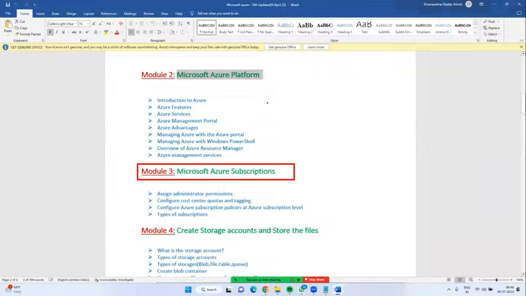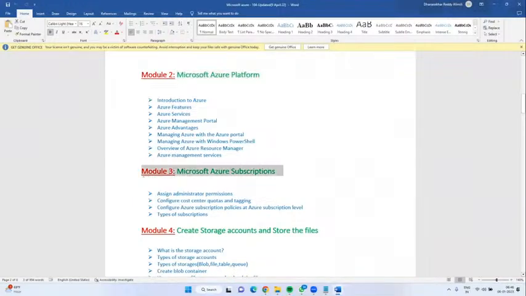If we subscribe to something, like if we take any service and pay for that, then it's a kind of subscription. Yes, correct. Simply, I can say subscription is nothing but a license.